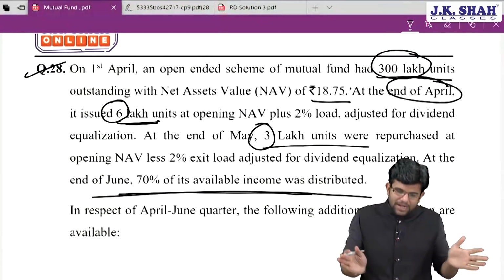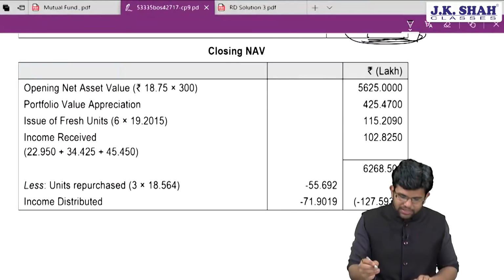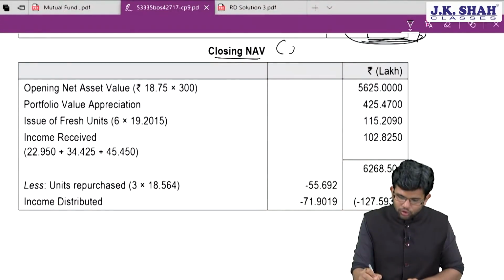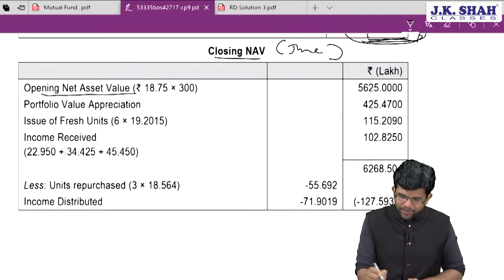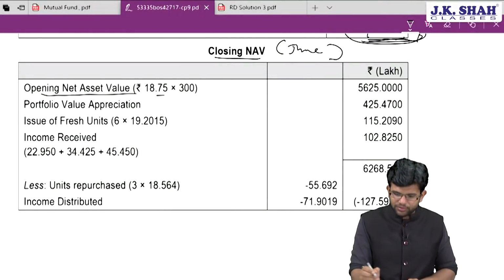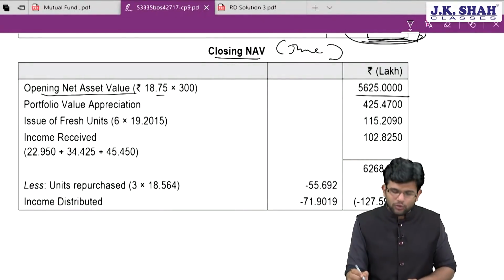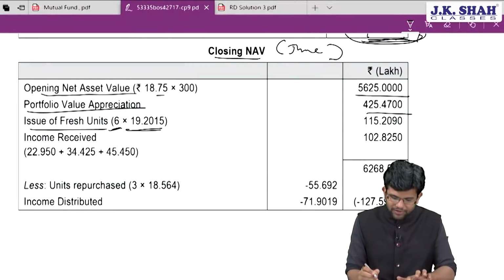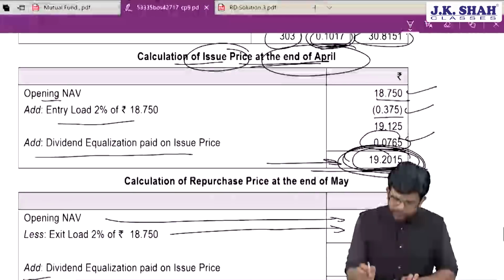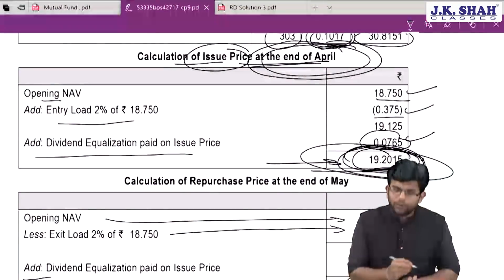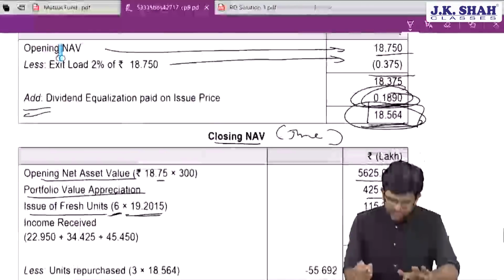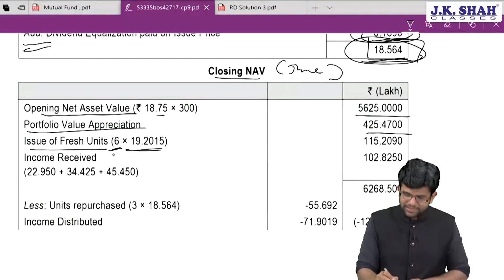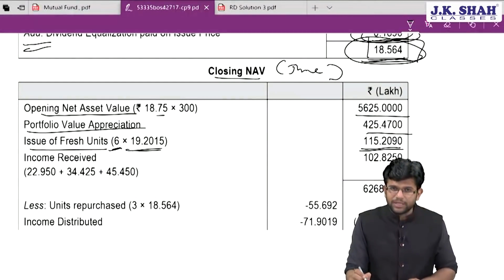Everybody clear? Let's now quickly complete this, students. See, closing NAV on June, I hope you understand. Opening you have 18.75 rupees into 300 lakh units. This is the value of the opening. Portfolio value appreciation is given to us, correct? Apart from that, there is an issue of fresh units, 6 lakh units at 19.2015. I'll show it to you where it is. You remember end of April, 19.2015 is the issue price. So at this issue price, we are issuing new 6 lakh units. So this additional fund comes into our company.